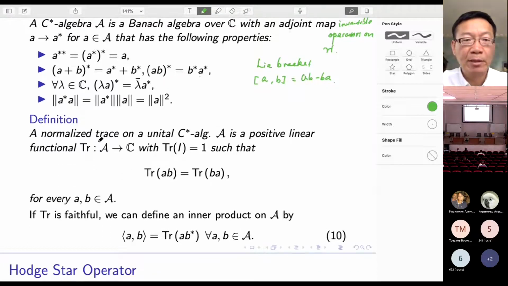So a normalized trace on a unital C-star algebra A is a positive linear functional that has this property. Okay, so if you know the language of operator algebras, this is basically a state. So this defines a state on the C-star algebra. And this is the trace property. So this means that tr is a tracial state.